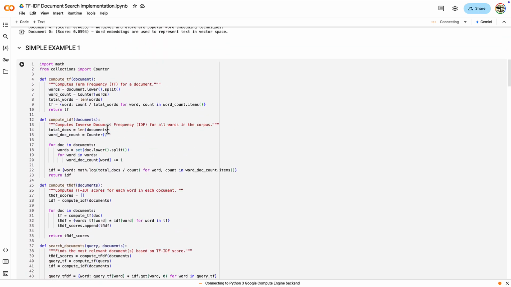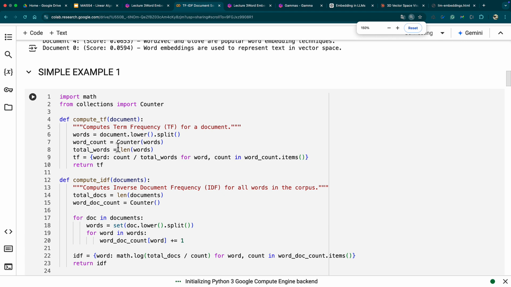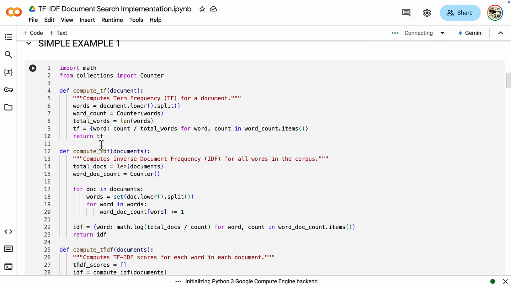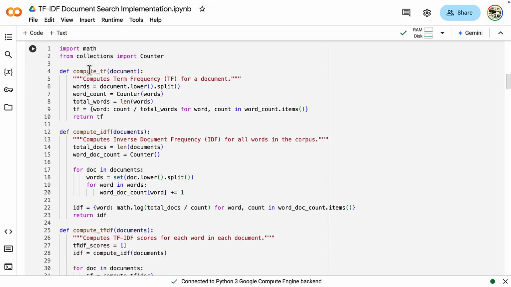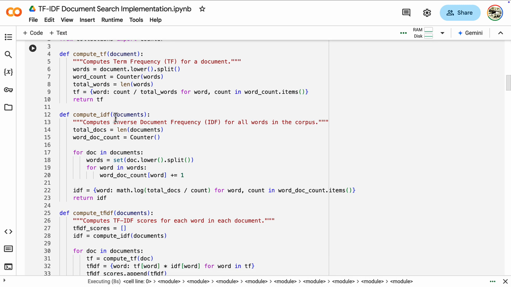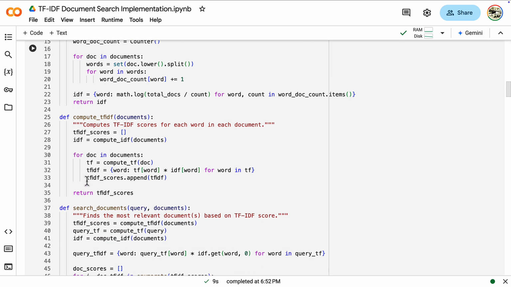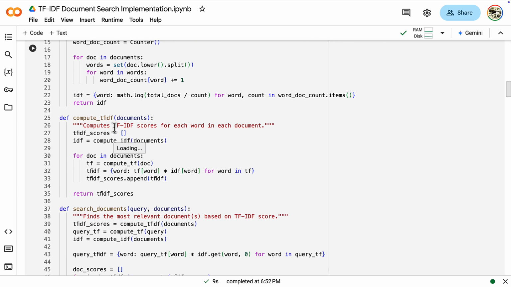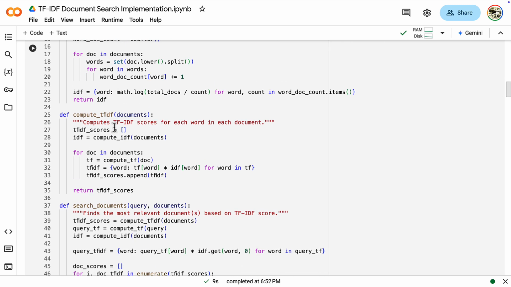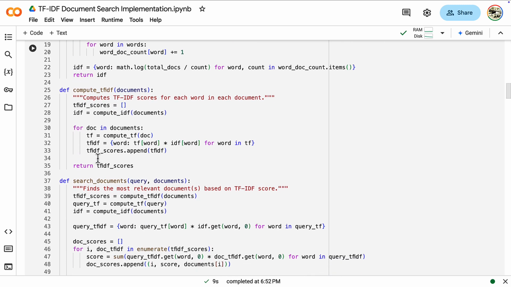Okay, look at this example. So basically these are the same functions that I have introduced. Compute TF: the number of words, the total number of words, and then we divide it. We compute the IDF, and this will return the compute TF IDF for the whole vocabulary, which results in the matrix of TF IDF scores.